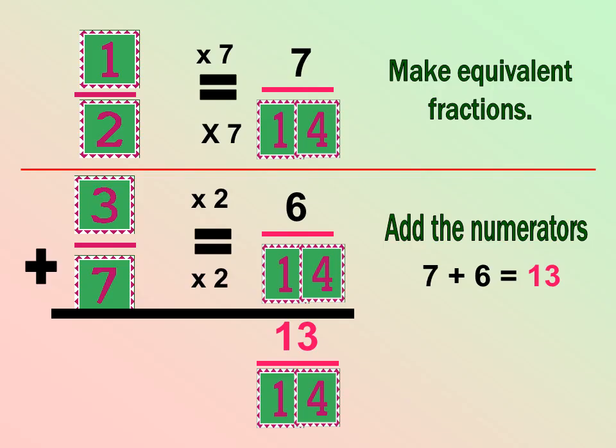So go on, multiply 1 by 7, 2 by 7. So here we will get 7 out of 14, and in 3 out of 7 you should multiply both the numerator and the denominator by 2. So we'll get 6 out of 14. Then second step, add 7 plus 6 will get 13, while the denominator should stay the same, 14. So the final fraction is 13 out of 14.